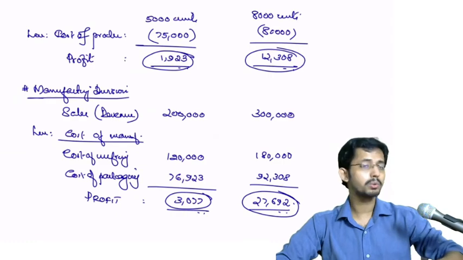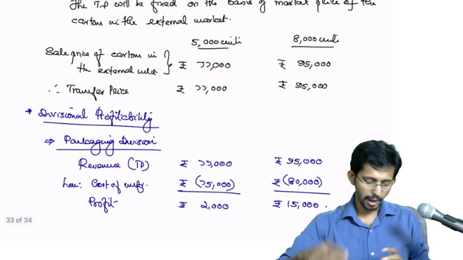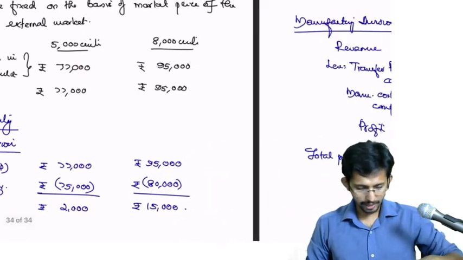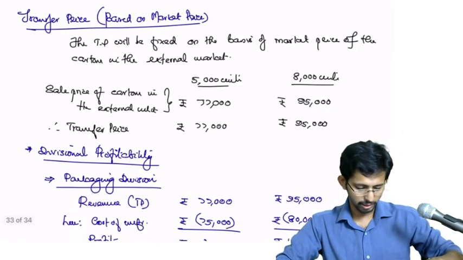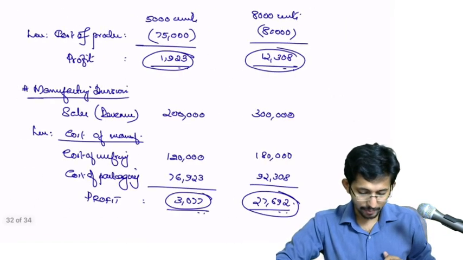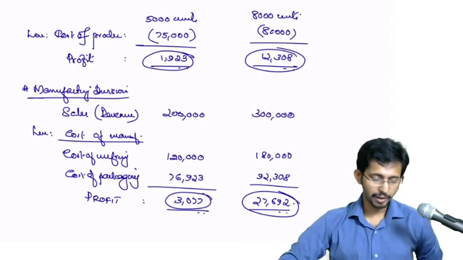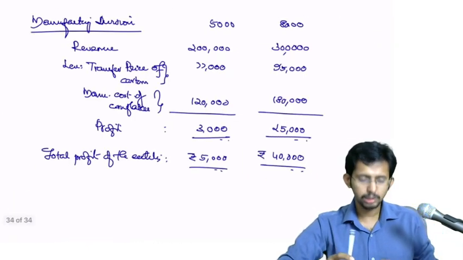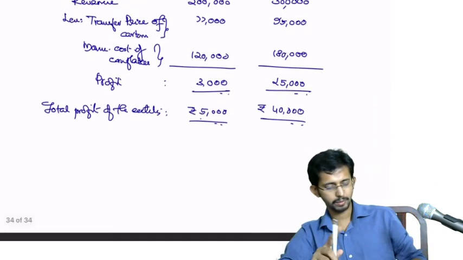As against 1,923 and 12,308. So in the market basis, the profit of the packaging division is increasing, whereas in the case of manufacturing division, it is coming down to 3,000 and 25,000, whereas it was 3,077 and 27,692 if shared contribution method was adopted. What about the total profit of the company? Total profit of the company is 5,000 and 40,000 in both the cases. Okay, so you can write the analysis.